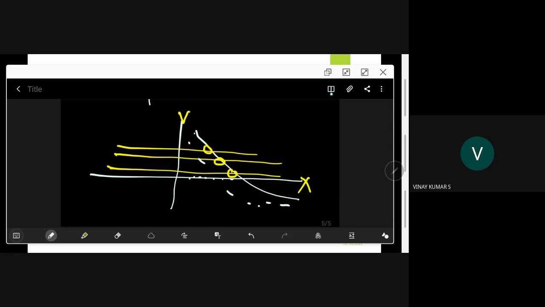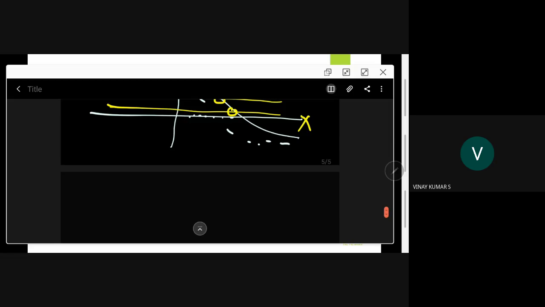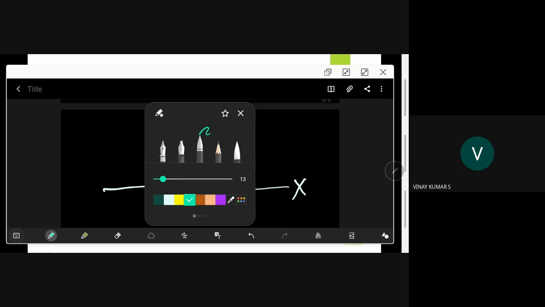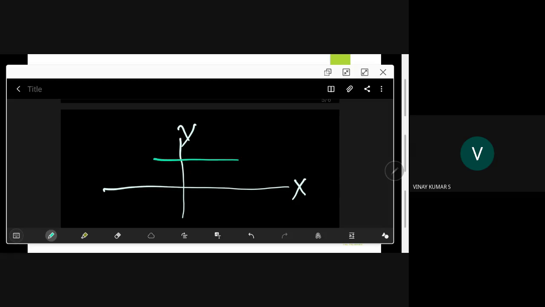But when the function is like this, see here, then it is always constant, neither increasing nor decreasing. So in such a case, this is a constant function. That is what we call it, a constant function.